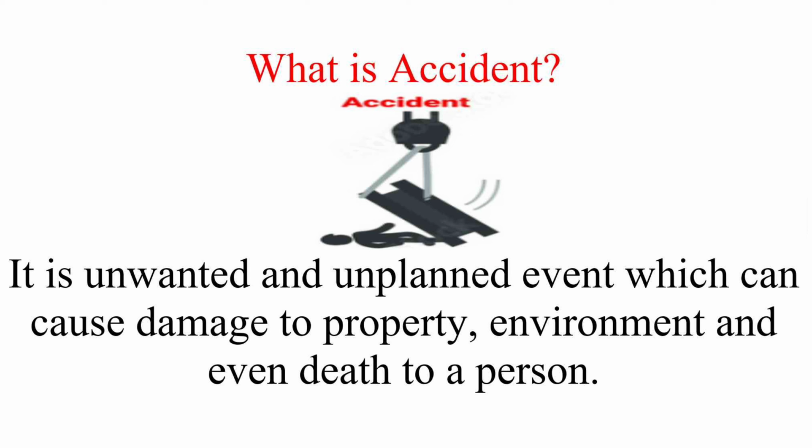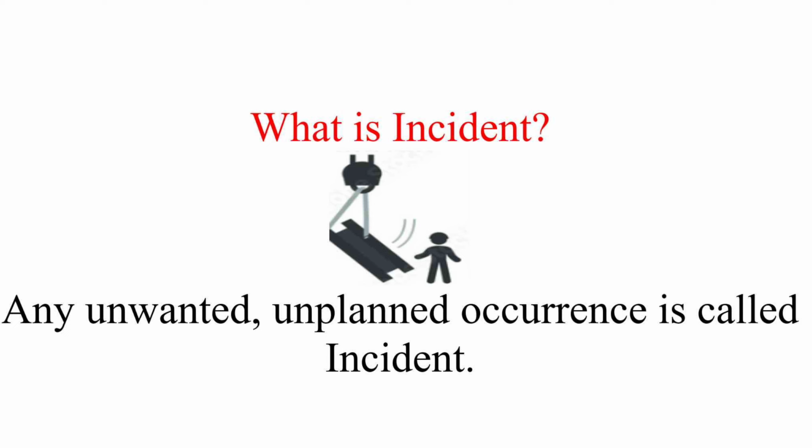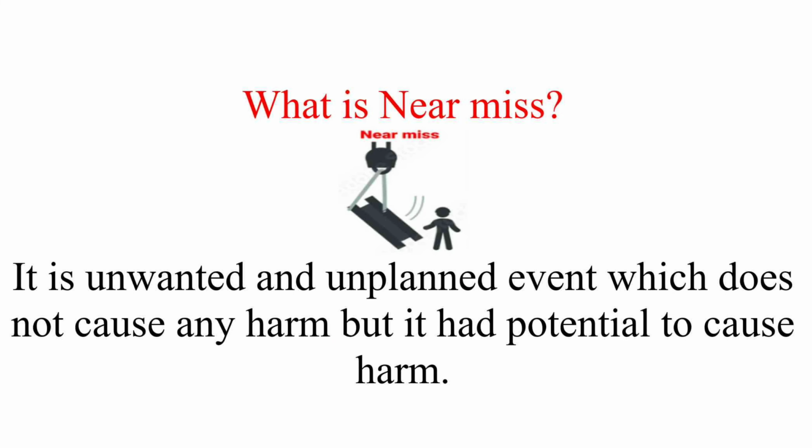What is an accident? It is an unwanted and unplanned event which can cause damage to property, environment, and even death to a person. What is an incident? Any unwanted, unplanned occurrence is called an incident. What is a near miss? It is an unwanted and unplanned event which does not cause any harm, but it had potential to cause harm.